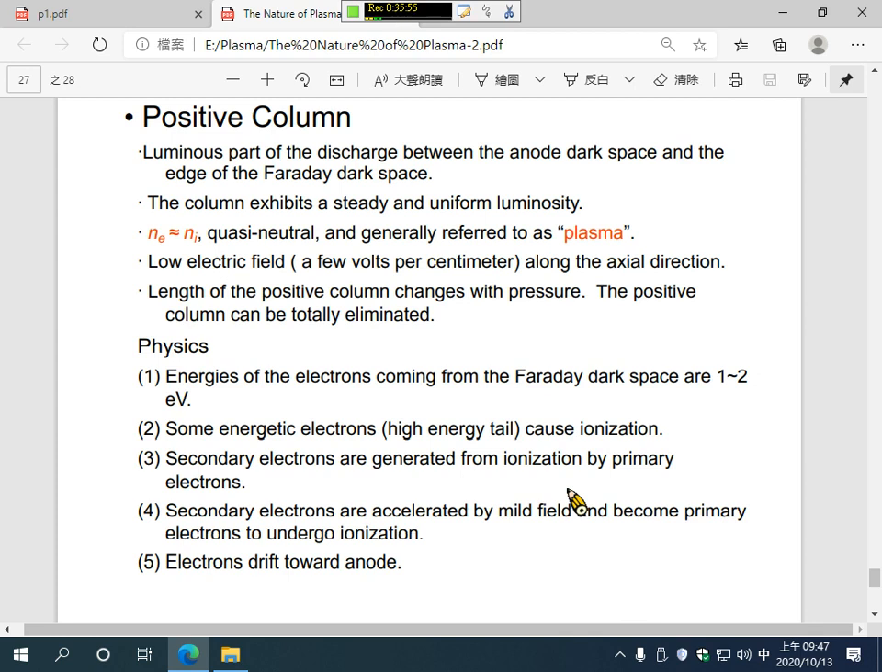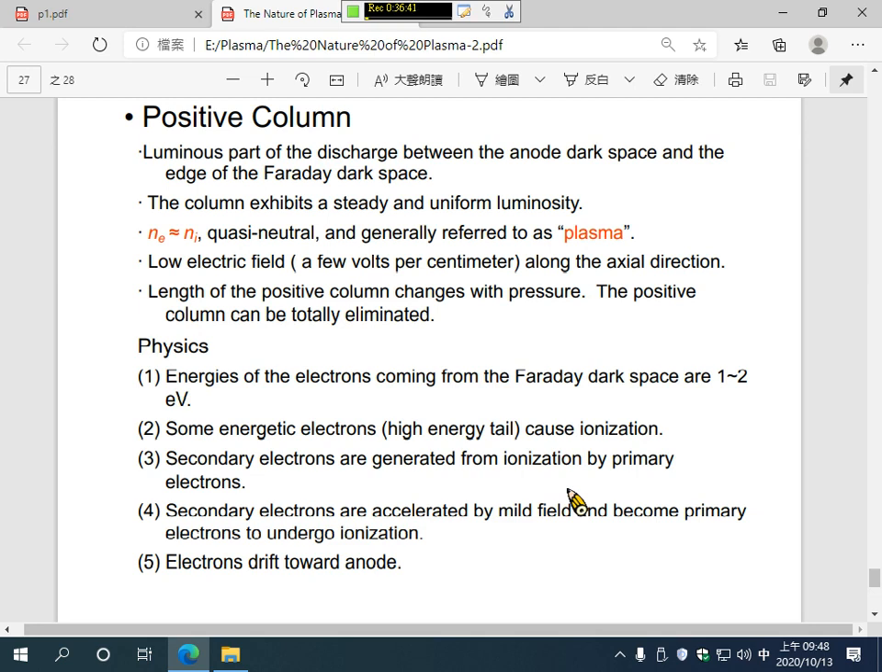In the positive column, right, it is a quasi-neutral state. The density of electrons is approximately equal to the density of ions. So it is also called quasi-neutral. And this is the classical definition of plasma: N sub E equal to N sub I. Electron density and ion density are equal, or the positive charge and negative charge densities are equal. So they are close to the neutral state.